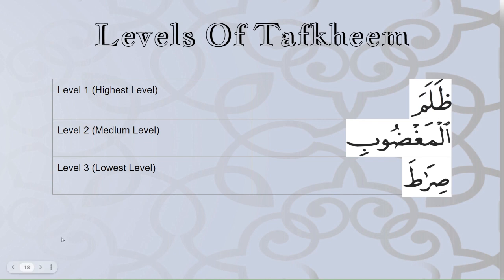But let's see. This word is ظلامة, ظلامة. This ظ with a fatha is at the highest level of tafkhim because this is a tafkhim letter with a fatha on top. This is al-maghdubi, al-maghdubi. This is the second level. This is a medium level tafkhim because the ض has a dhamma. And finally, this ص has a kasra below it. This is sirata, sirata. And this is the lowest and the third level of tafkhim.